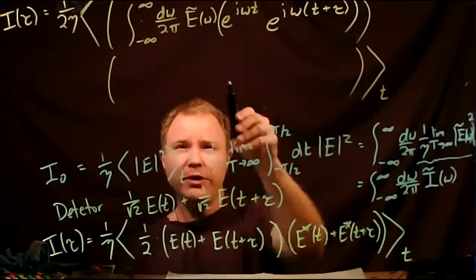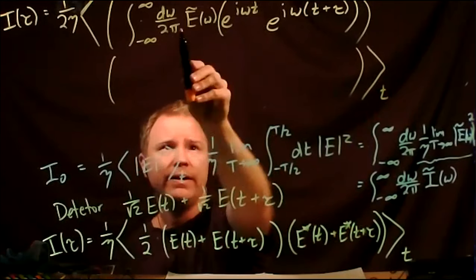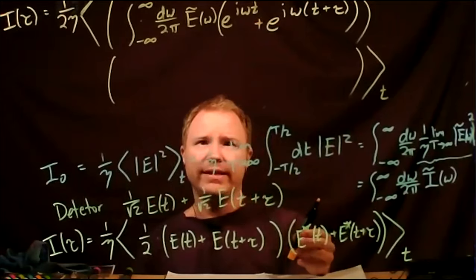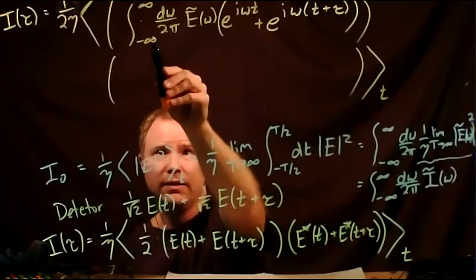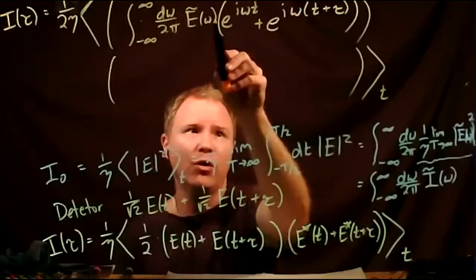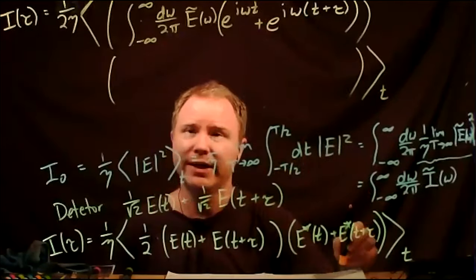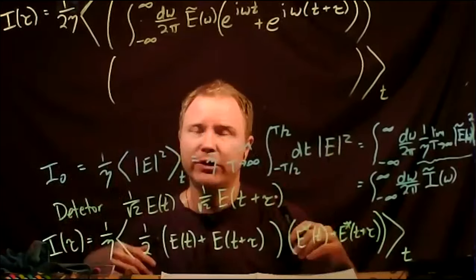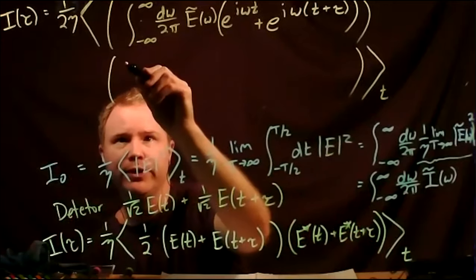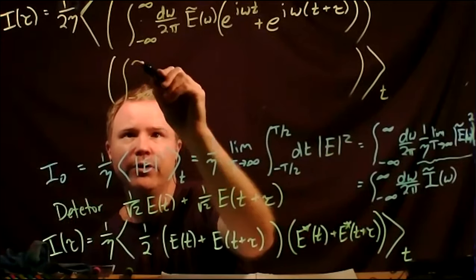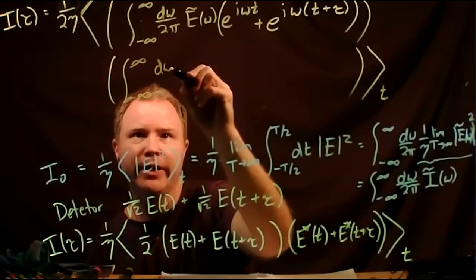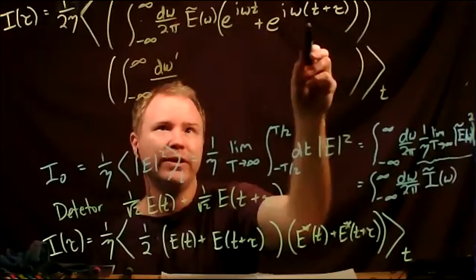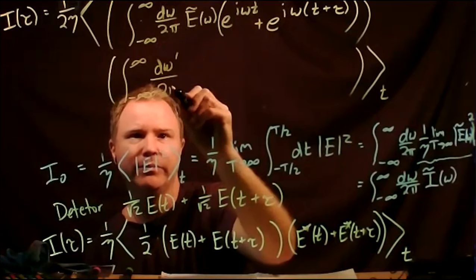So this should be a plus here. I want to treat this as a continuous sum of a whole bunch of terms, and I want to treat the complex conjugate as a continuous sum of a whole bunch of terms. Whenever you do that, you have all kinds of cross terms. In order to keep track of the cross terms, you always need to choose a different integration variable. So instead of integrating over d omega, I'm going to integrate over d omega prime so that I don't mix terms from the first continuous sum with terms from the second continuous sum.